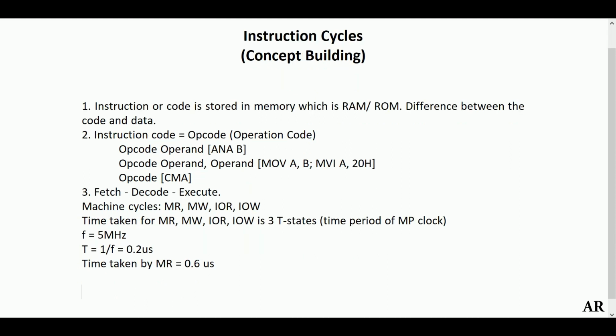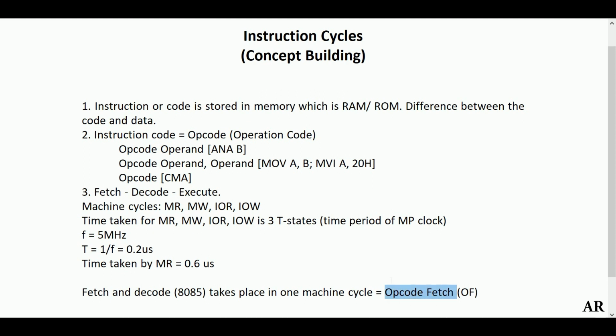The next part is that for your 8085 microprocessor, the fetch and decode take place in one machine cycle which is called opcode fetch. Let me write here. It is represented as OF. Now, why is a different machine cycle used for this purpose? If you notice, this opcode fetch is basically a memory read, because it needs to read the instruction from the memory. I have mentioned before that all the instructions or the code are stored in the memory. So if the microprocessor wants to fetch the instruction, it fetches it from the memory. Since it is fetching from the memory, it performs a memory read operation, that is MR, so it will take 3 T states.